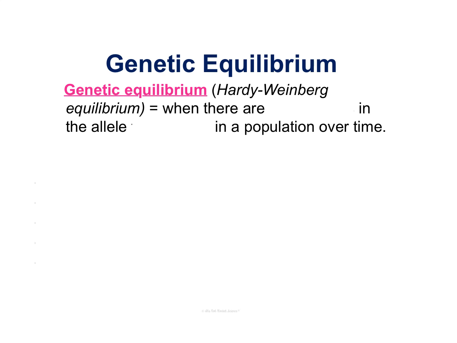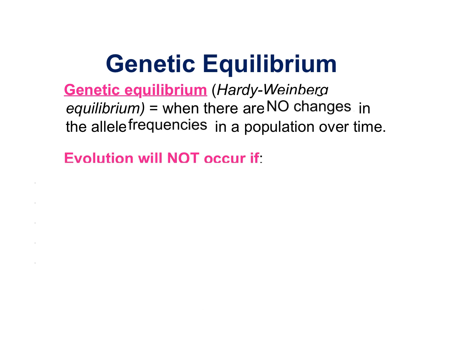There are times when evolution is not actually happening, and we call this genetic equilibrium. It is also known as the Hardy-Weinberg equilibrium from the two people who discovered it and came up with the idea. So this is when there are no changes in the allele frequencies in a population over time. So if we can document that there's no changes, we can verify that there is no evolution happening to that population.